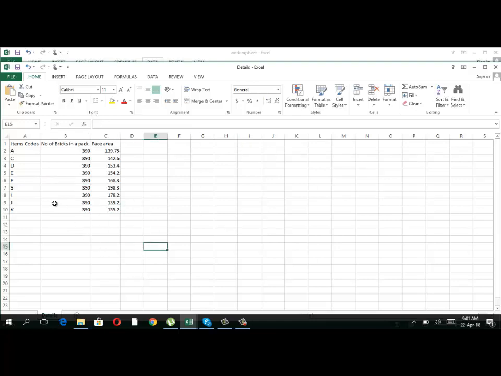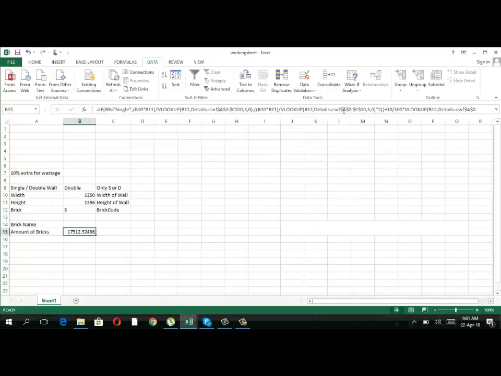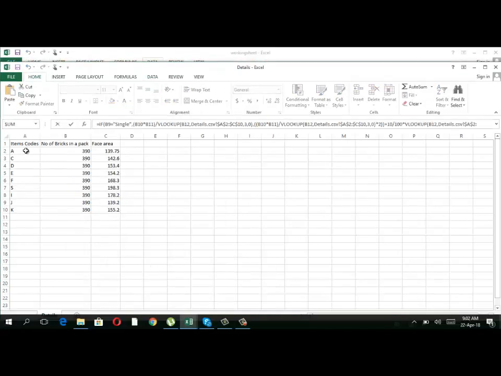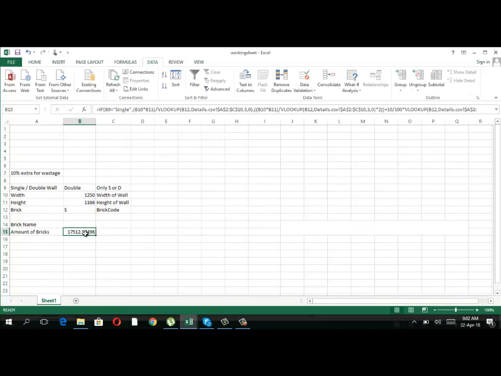So again, if I'm selecting S, I have to see 390 and I have to multiply 390 by 0.1. Okay, 0.1. So what I've done over here is I've done 10%, VLOOKUP B12, look for S, look from here, and give me the second column, which is the number of bricks required. So this is how this question was done.